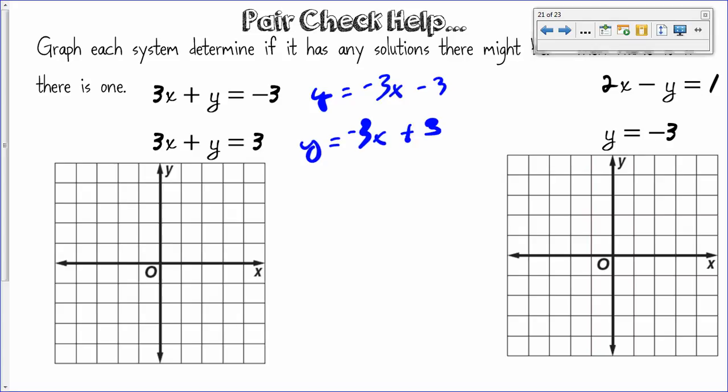Do I even need to graph these two? No. Tell me why. Very well. Okay, so that means what? No solution. Good. Okay, second one, what kind of line is that going to make right there? Horizontal, where? So 1, 2, or 1, 2, 3.